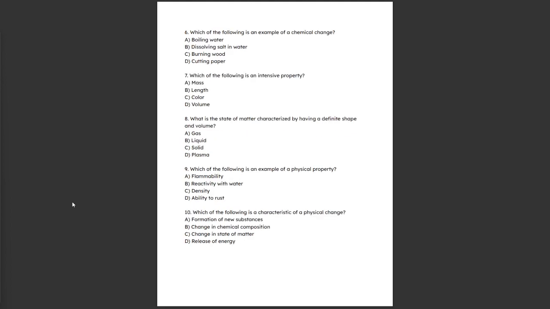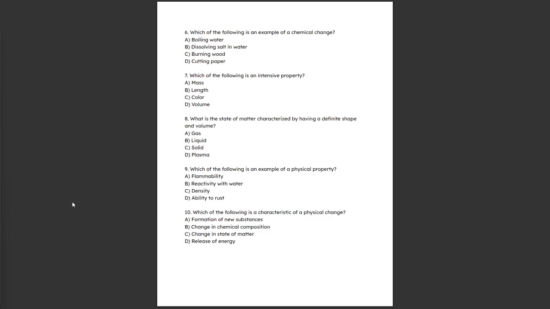Number 6, which of the following is an example of a chemical change? The correct answer is C, burning wood. When you're burning something, you're forcing it to react with oxygen in the air. So boiling water, that is physical. Dissolving salt in water, creating a solution like that is just physical, because if the water evaporates, the salt will still be left over. You did not combine it chemically. And cutting paper is just changing the shape of paper. You're not doing anything chemical to it. So the correct answer is C, burning wood.